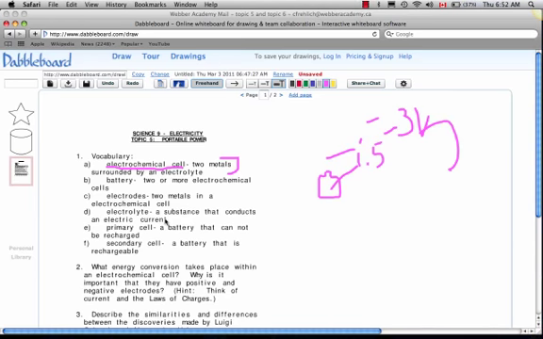Next, electrodes are two different metals in an electrochemical cell. It can't be the same metals. It can't be copper and copper. It's got to be two different metals.